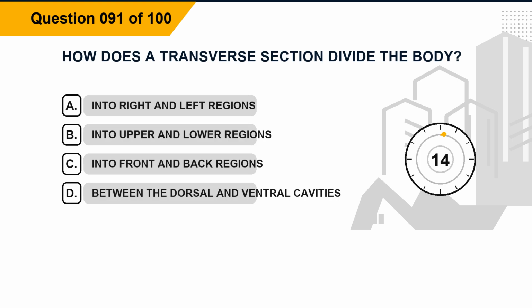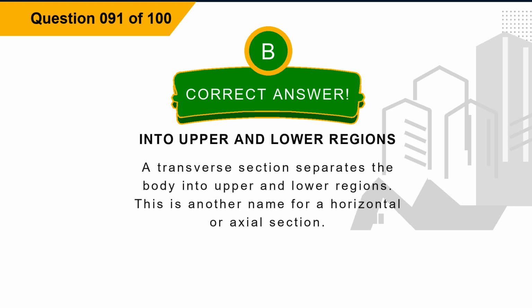Question 91. How does a transverse section divide the body? Option A, into right and left regions. Option B, into upper and lower regions. Option C, into front and back regions. Option D, between the dorsal and ventral cavities. The correct answer is option B, into upper and lower regions. Explanation: a transverse section separates the body into upper and lower regions. This is another name for a horizontal or axial section.